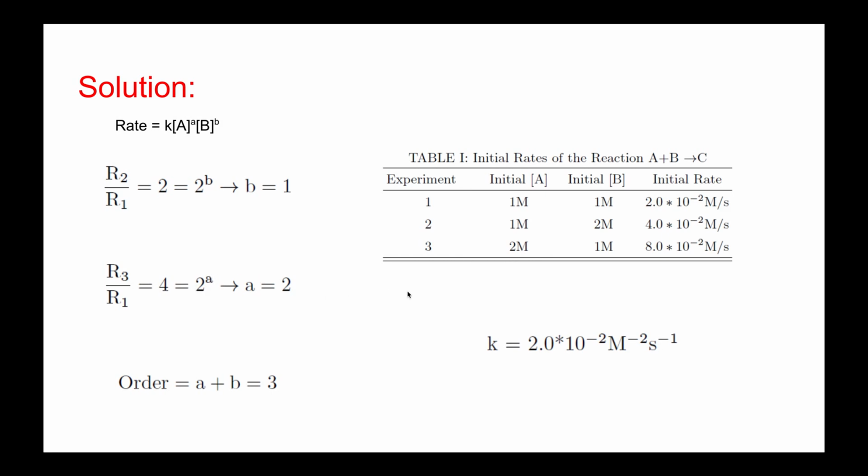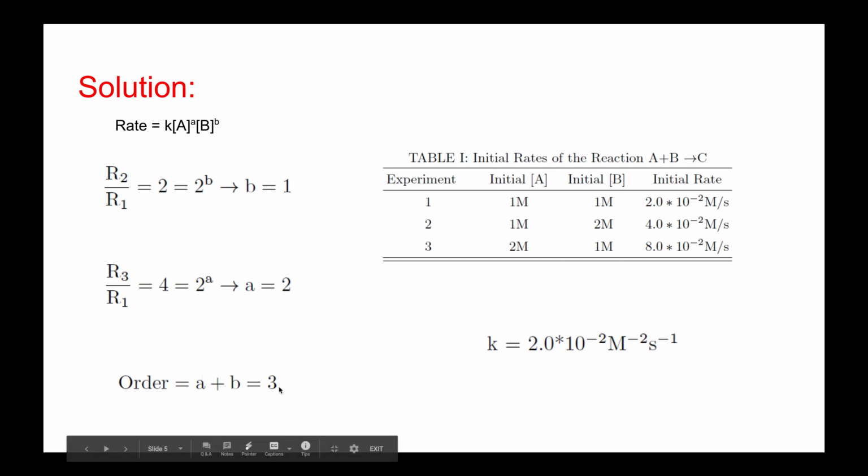How did I get 2 to the A? Well, it's 2 to the little a divided by 1 to the little a, which is 2 to the little a. So in this case, little a is 2. The overall order of the reaction is 1 plus 2, which is 3. Now you can back solve to get K. So you look at this. We have little a is 2, we have little b is 1.